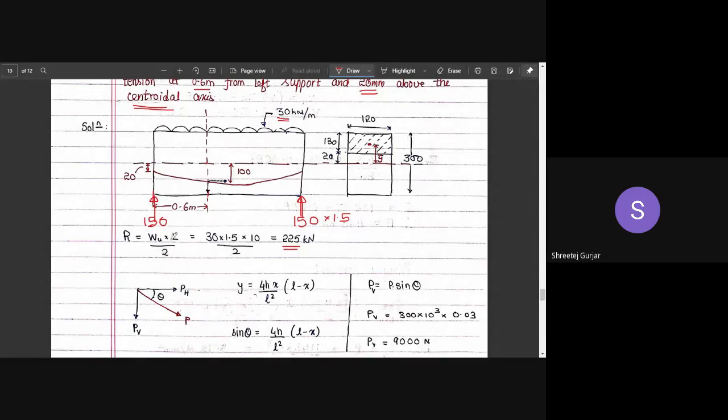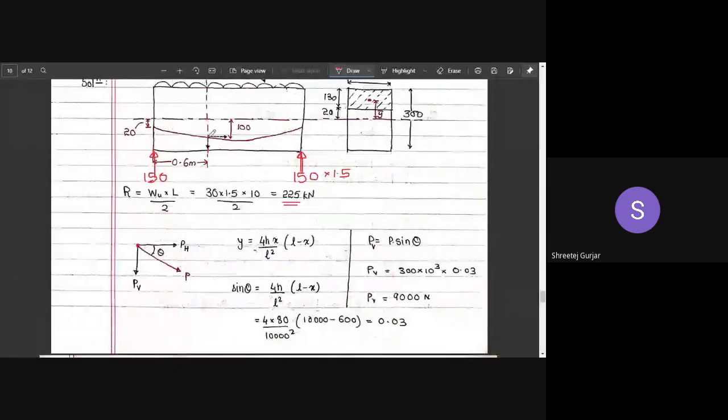Now at this particular point, we have to consider what? We have to consider the vertical component of this P, right? So that I have drawn over here. This is the point, and this is your parabolic cable, right? P, and this is the vertical component.